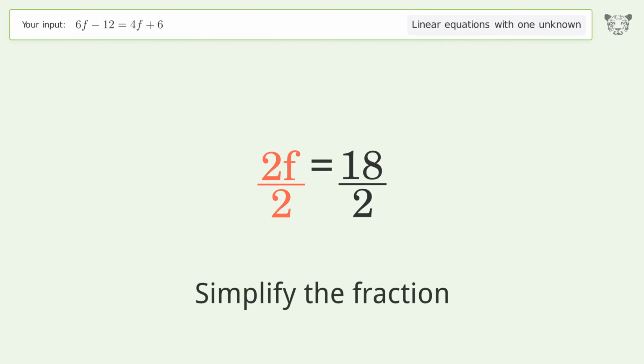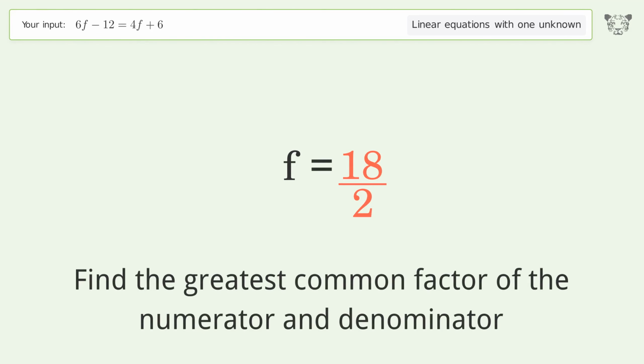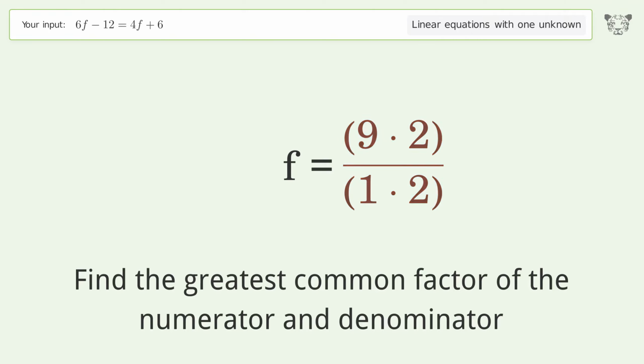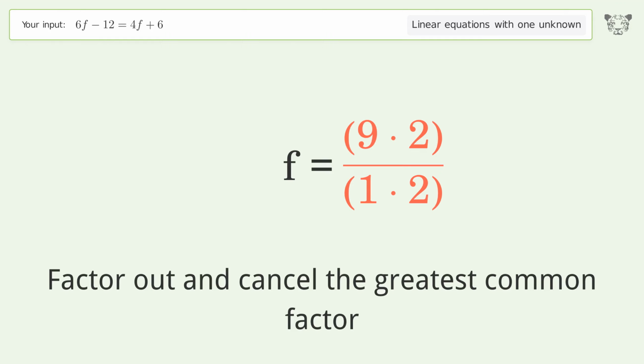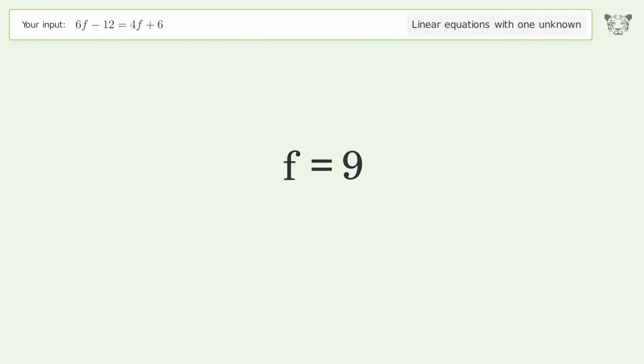Simplify the fraction. Find the greatest common factor of the numerator and denominator. Factor out and cancel the greatest common factor. And so the final result is f equals 9.